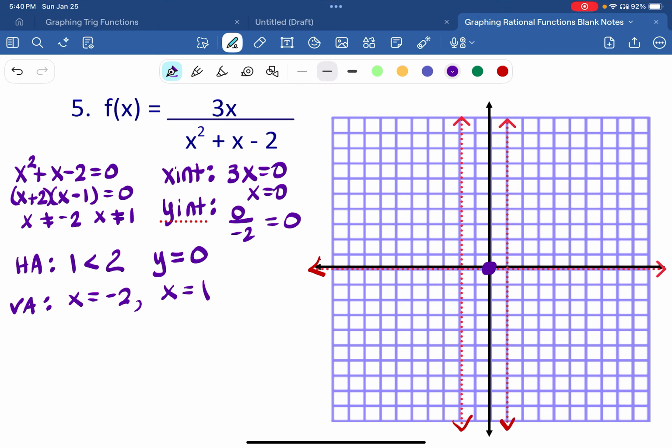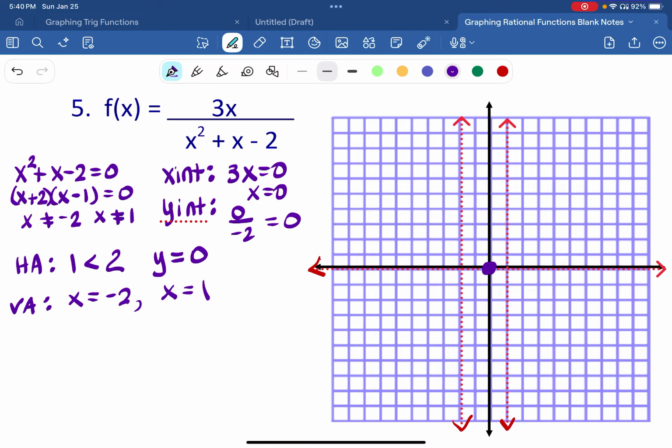We've got to figure out where this graph's located. Like, am I going to have a piece here, or a piece here? Is it going to be here? Is it going to be here? What on earth is going on in the middle? Okay, so let's see what's going on.